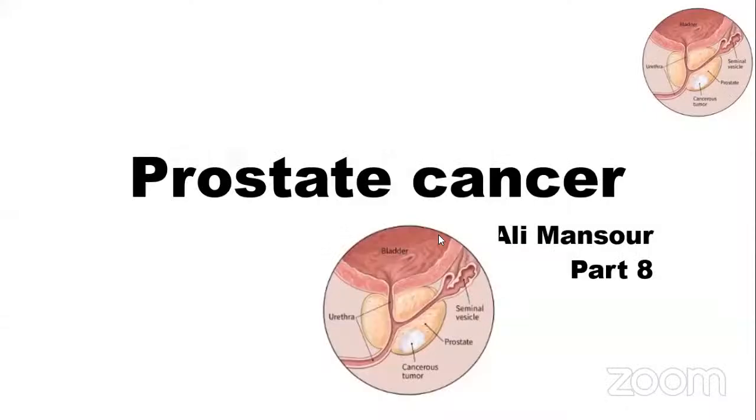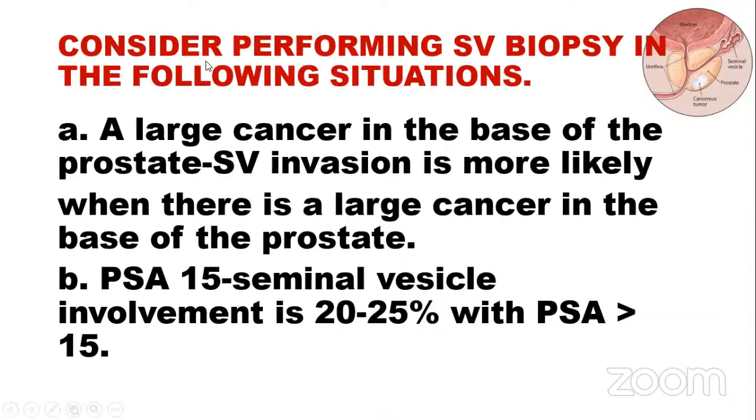We will continue the prostate cancer part 8, and previously we spoke about the seminal vesicles biopsy. We consider performing seminal vesicle biopsy in the following situations. A large cancer in the base of the prostate: seminal vesicle invasion is more likely when there is large cancer in the base of the prostate. So with PSA more than 15, the seminal vesicles involvement is 20 to 25%.